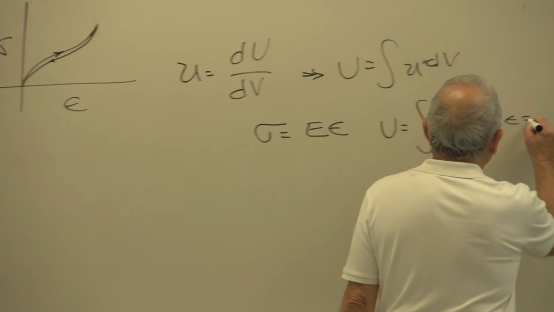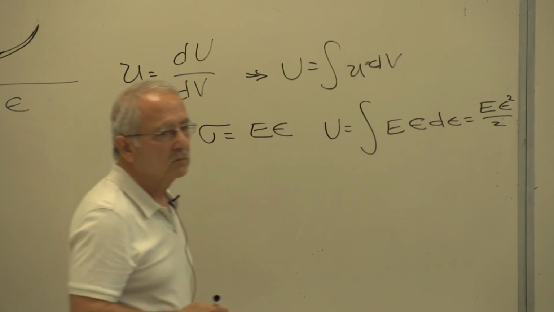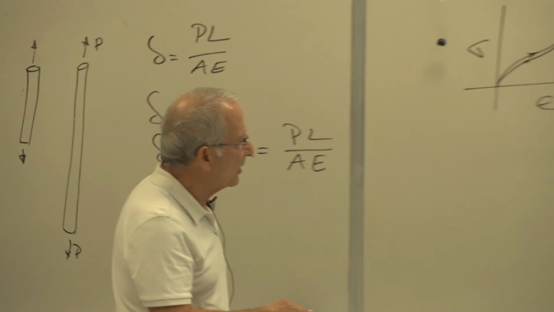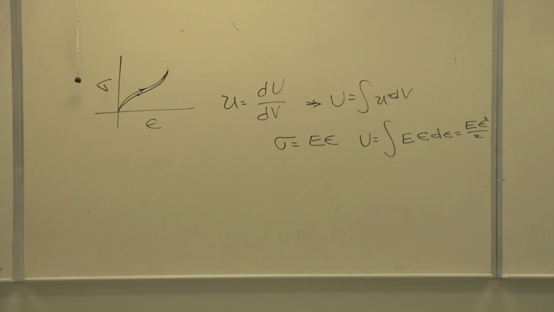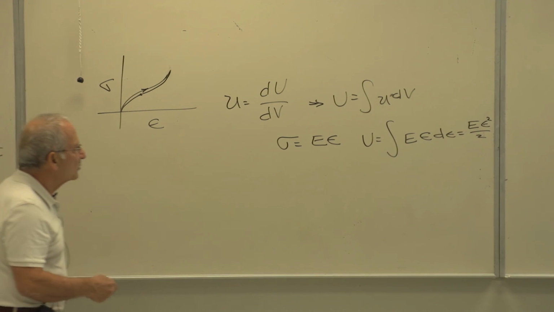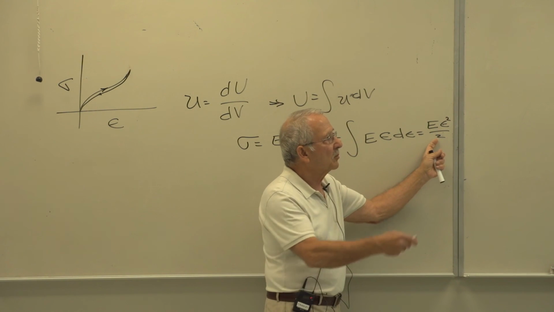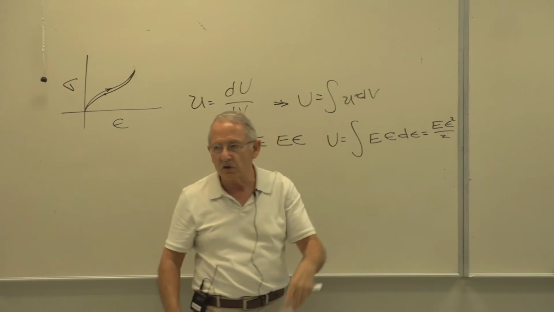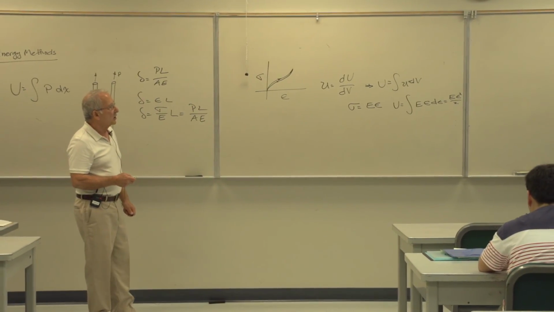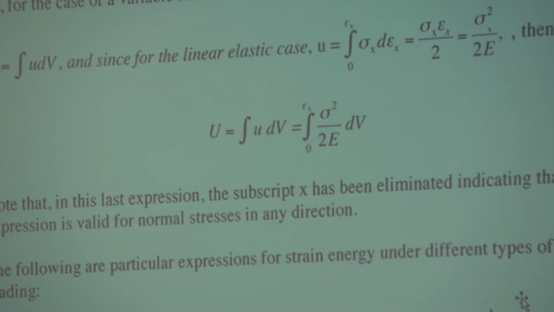And this is equal to E epsilon squared over 2. Now you substitute for epsilon, sigma over E, and you get that equation, sigma squared over 2E. Or you substitute for E, sigma divided by epsilon, you get sigma times epsilon divided by 2. That equation. So all three equations are the same by various types of substitution. So the total strain energy is this. General equation applies to all stresses.